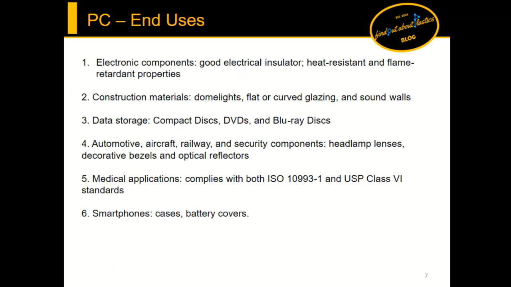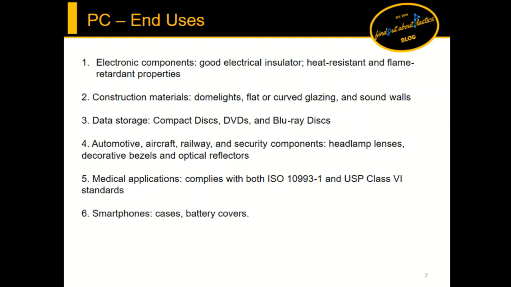What are the end uses of polycarbonate? Polycarbonate covers a wide range of applications and essentially it can be structured in 6 areas. Electronic components, where polycarbonate is a good electrical insulator combined with heat resistance and flame retardant properties. Major applications can be found in construction materials too. Typical representatives are glazing applications, flat or curved sound walls, dome lights.